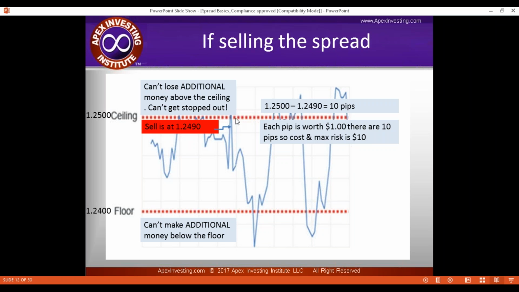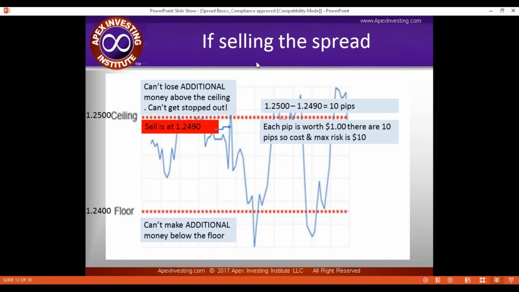Let me throw this out. If my ceiling is 2,500 and I sell at 2,490 because I think the market's going down, what if I'm wrong and the market shoots up 50 ticks? How much would I be down? How much would I lose if this spread expired and it went against me 50 ticks? Remember, each pip or tick is worth $1. Okay, it shoots against me 50.